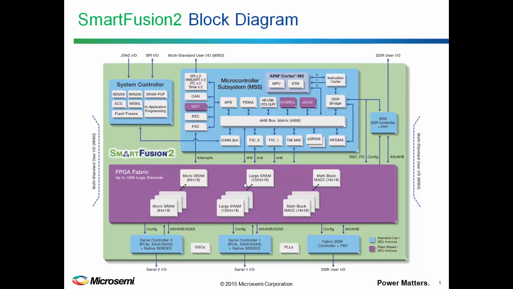So we have this small memory block, the micro SRAM. It's 1K bits. You can configure it, make it wider or deeper by using multiple blocks. And then we have the large SRAM, which can also be configured to be wider or deeper. The large SRAM, as I mentioned, can be a dual port RAM or a 2-port RAM. And then we have the math blocks.